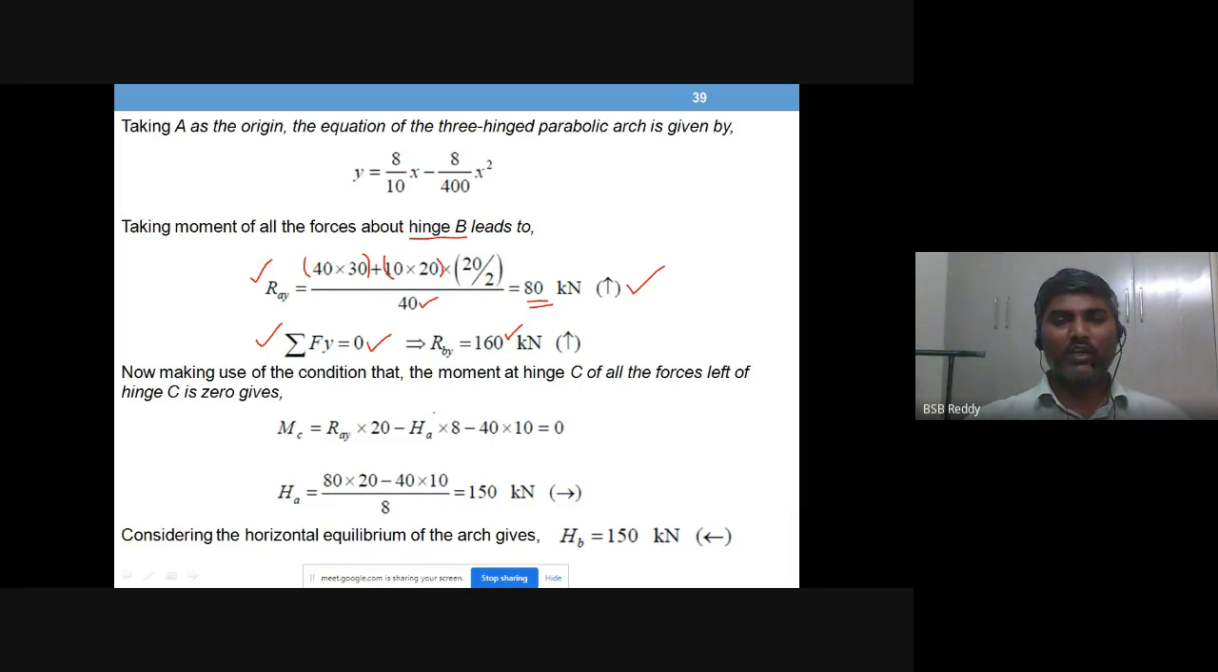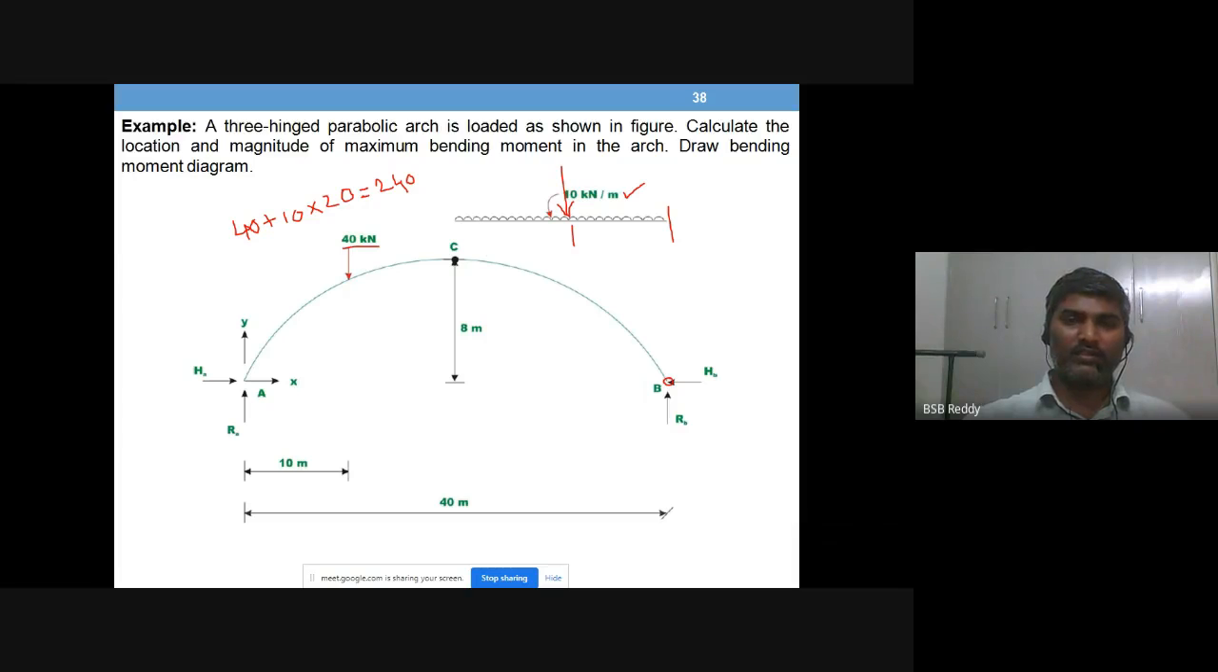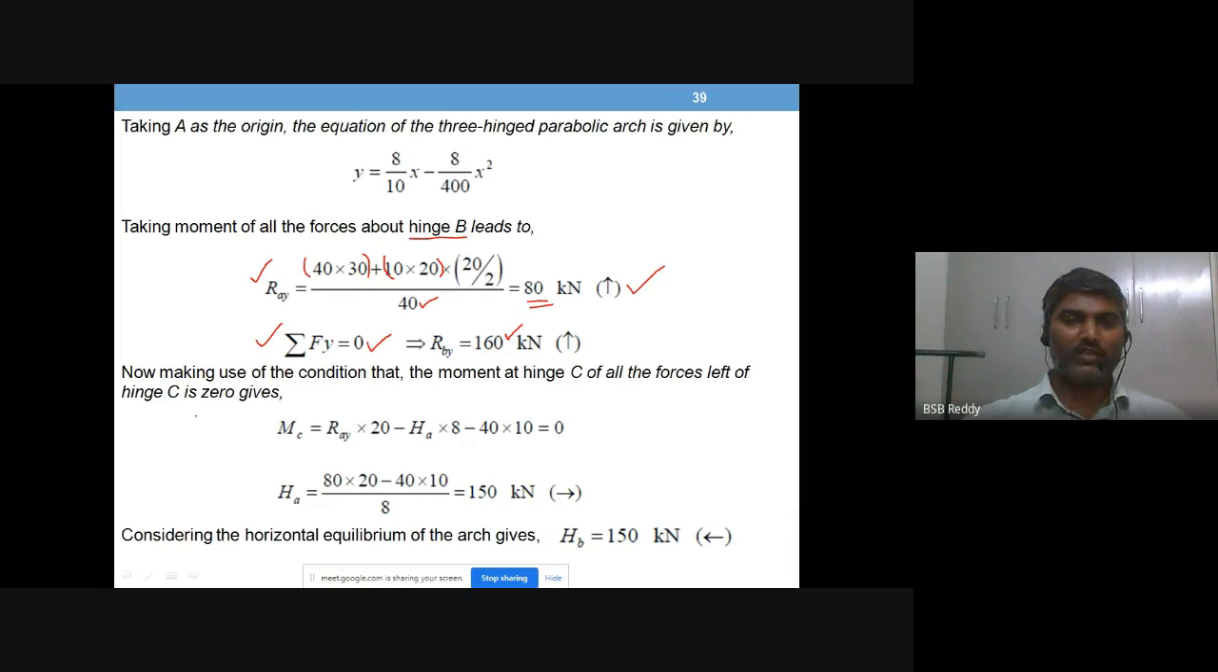Then to find the H value, what will we be doing? We will be considering one half of the arch, either AC or BC, and write moment at C equal to 0. That is the third equation that you need to write. So MC equal to 0, by considering only half of the arch, maybe the AC portion or the BC portion, whichever you take, you will get the same value of H. So let us see what is being considered here.